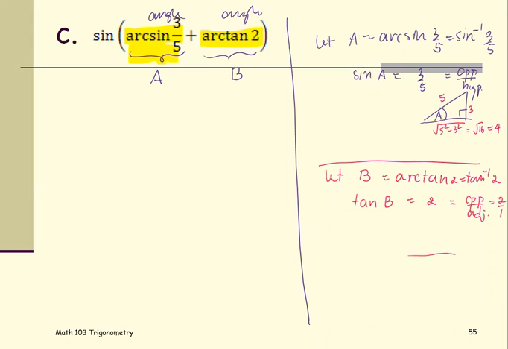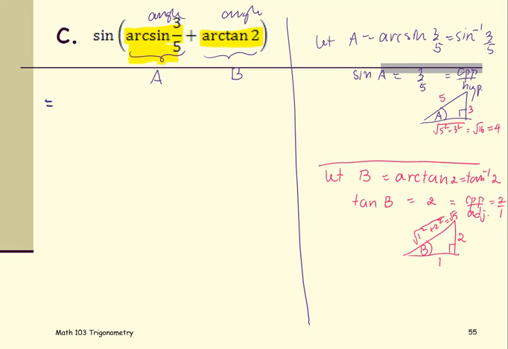And then we're going to form the right triangle diagram again, locate an angle B. Opposite side is 2, adjacent is 1. Therefore, the hypotenuse is the square root of 1 squared plus 2 squared, or square root 5. We got two right triangle diagrams to use to complete the problem. Back to the main part of the problem.